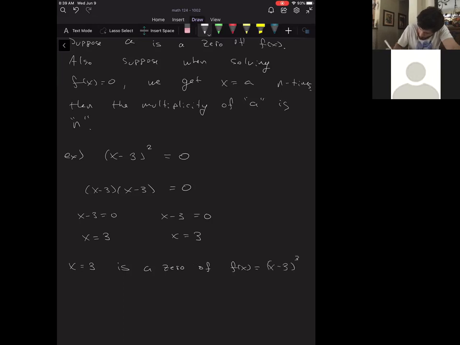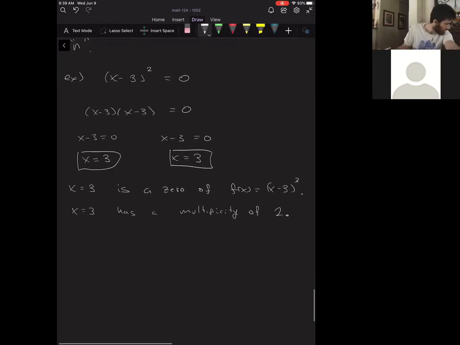If we plug 3 into here, we get 0. However, when we were solving that equation, we got x is equal to 3 twice. So that means it has a multiplicity of 2. X equals 3 has a multiplicity of 2, because we get x equals 3 twice when we're solving the equation f of x is equal to 0. All right, so let's do another example.